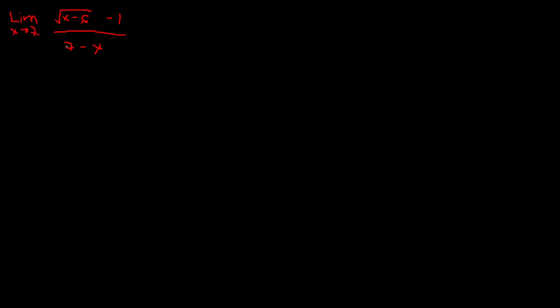Okay, so let's say we have limit of square root of x minus 6 minus 1 all over 7 minus x, x approaches to 7.